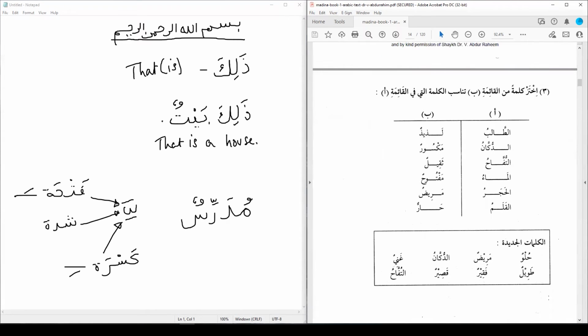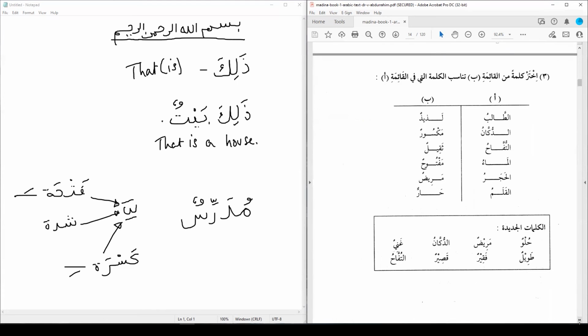This exercise is an additional exercise for this chapter. You're given a list of words in the first column and a list of words in the second column, and you basically have to connect the words together by drawing a line to create a complete sentence. So, al-talibu maridun, the student is sick. You draw a line from al-talib down to marid, and so on and so forth.